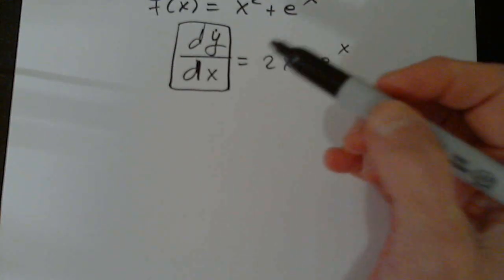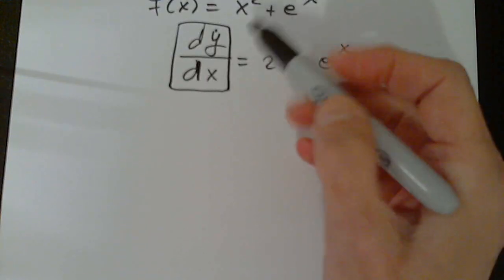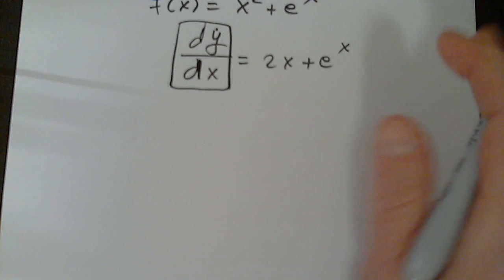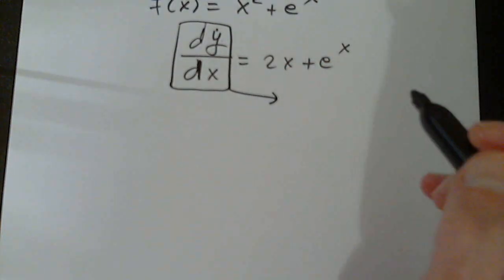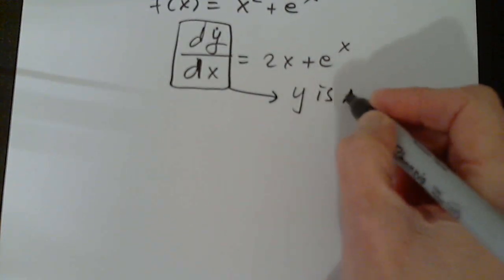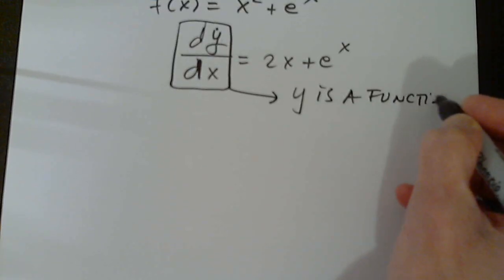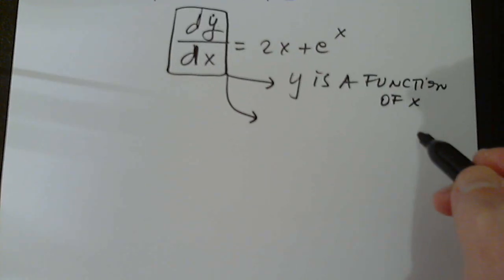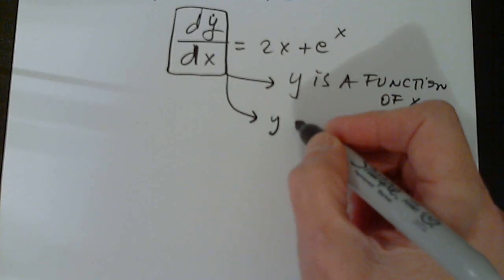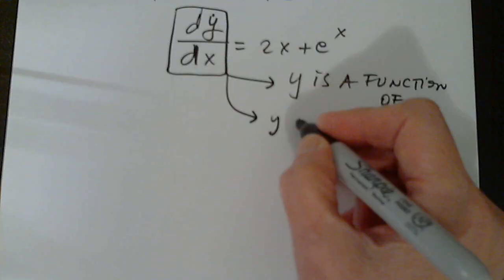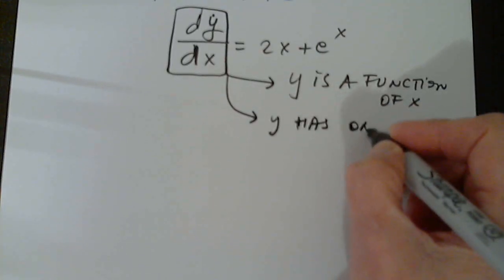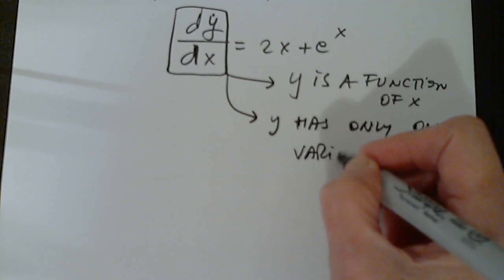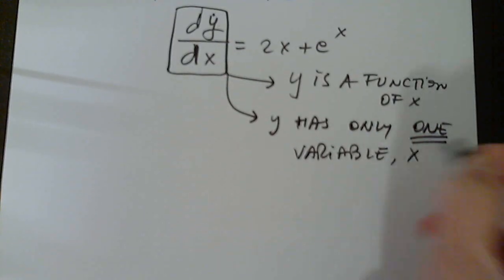Okay. So what does this notation say? Yes, this is a differential of y and this is a differential of x, and we know they also have other meanings. But this notation, first of all, says y is a function of x. This notation also says that y has only one variable, which is x.